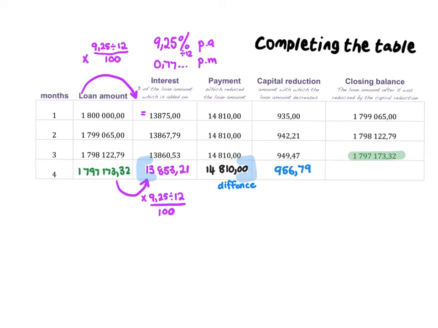Now, in order to calculate your closing balance, there are one or two ways of doing this. Firstly, you can say your loan amount minus your capital reduction. And this will give you an amount of 1,796,216 Rand and 53 cents. The other way would be to add on the interest and then subtract the payment, and that will also give you the same amount. But normally, just minusing the capital reduction is definitely the shorter way.